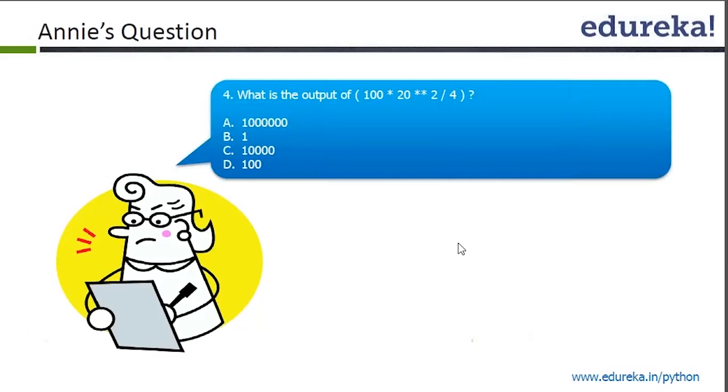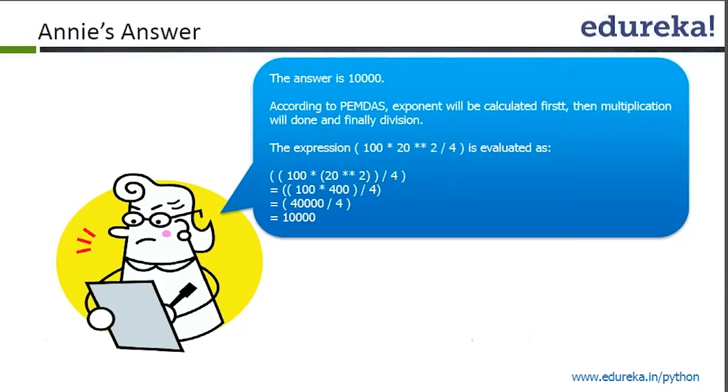So guys, here you go. It's your time to do now. What's the output of 100 into 20 exponential of 2 divided by 4? It's 10,000. According to PEMDAS, exponents will be calculated first, then multiplication will be done, and finally division. So exponents will be first, PE, right? Then you have multiplication, and then finally you have division. 20 exponential of 2 is 400, 400 into 100 is 40,000, divided by 4 is 10,000.